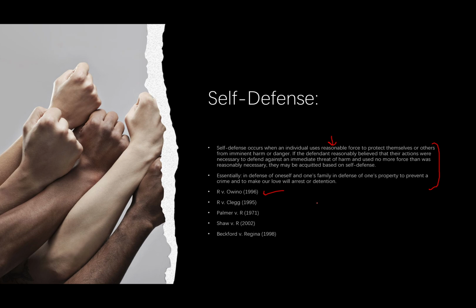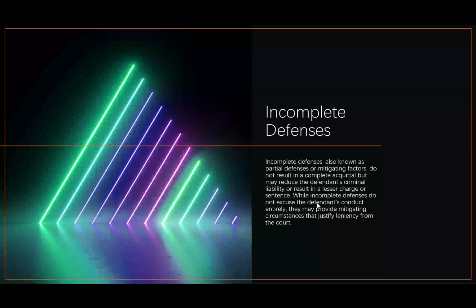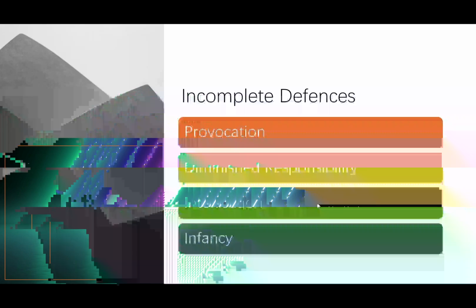So all of these different things must be taken into consideration. These are your cases. Incomplete defense now. I should have spoken about insanity because insanity is a complete defense. But incomplete defenses are known as partial defenses, mitigating factors, and do not result in complete acquittal. They might lessen the charge or lead to more leniency by the courts.